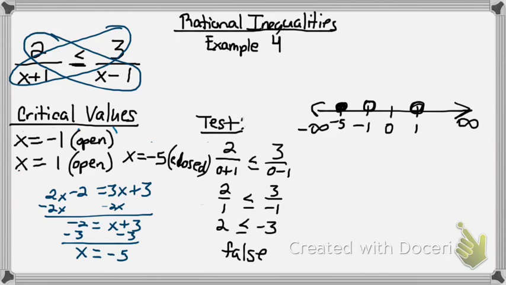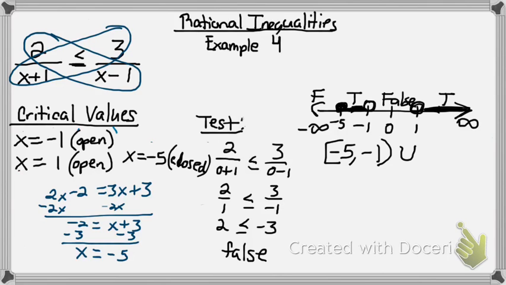So since I plugged in 0 for x, in the interval where 0 was, I'm going to write false, and it will still alternate. So this will be true, this will be true, and over here it will be false. I'll only shade where it's true, and my final answer will be from -5 to -1, bracket because it's closed, parentheses, and from 1 to infinity, parentheses.